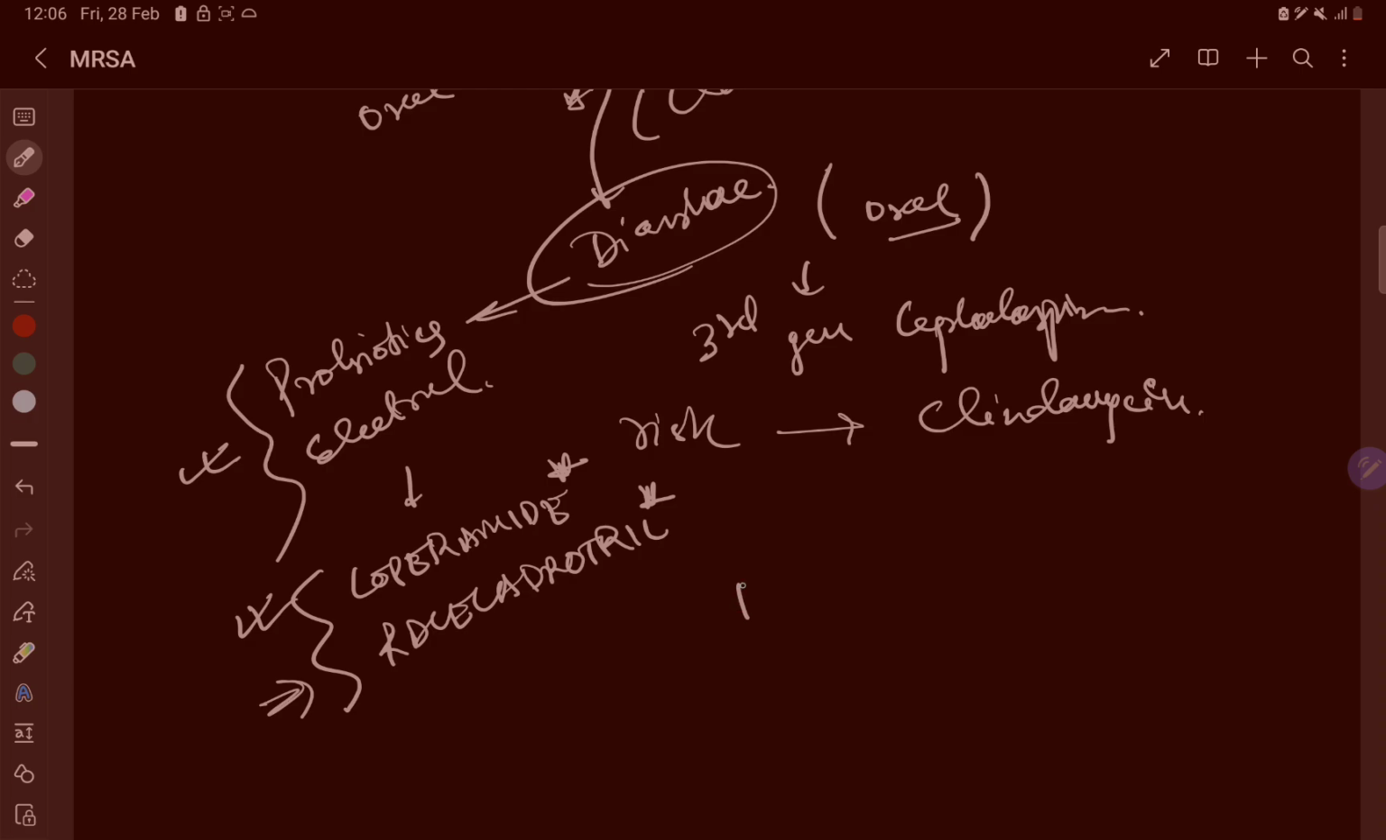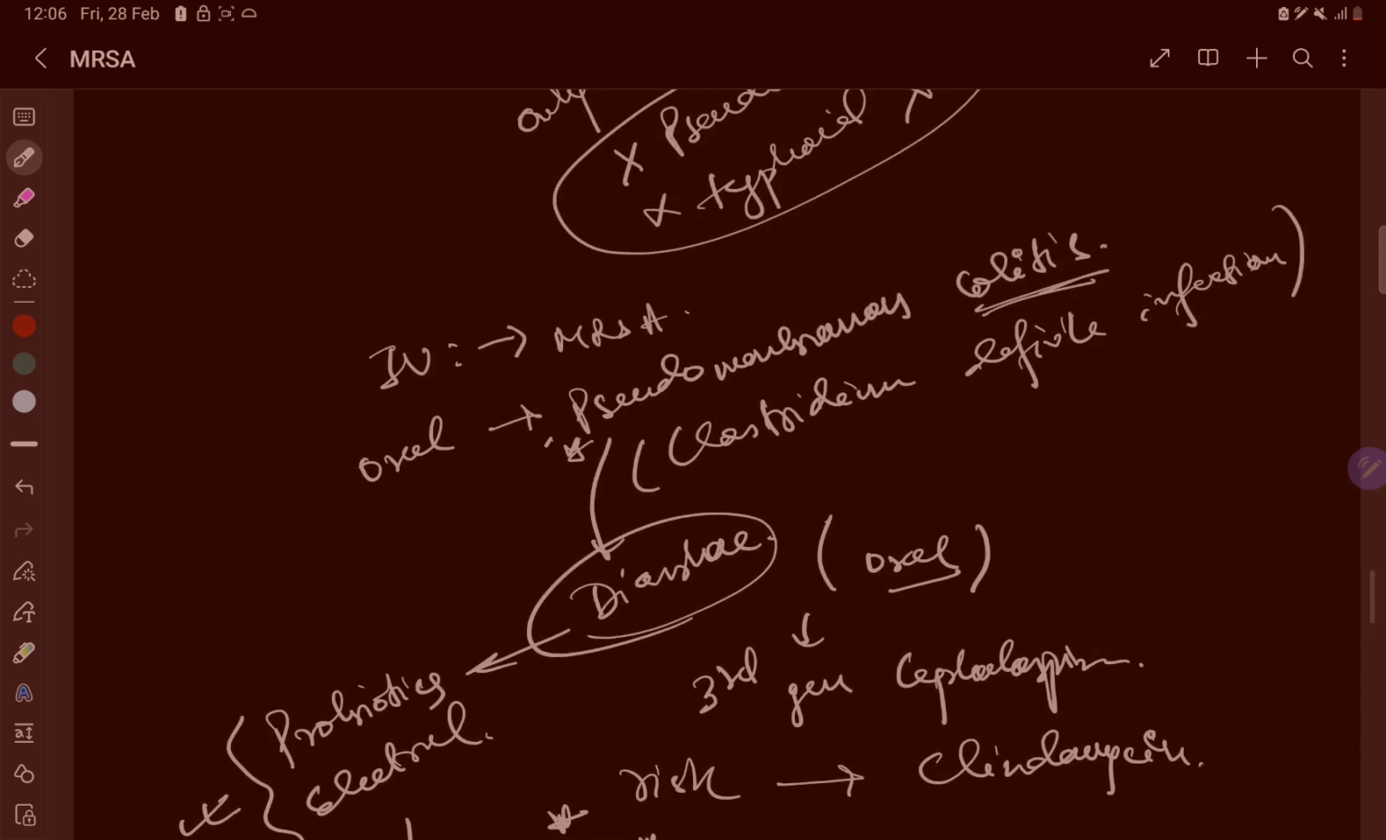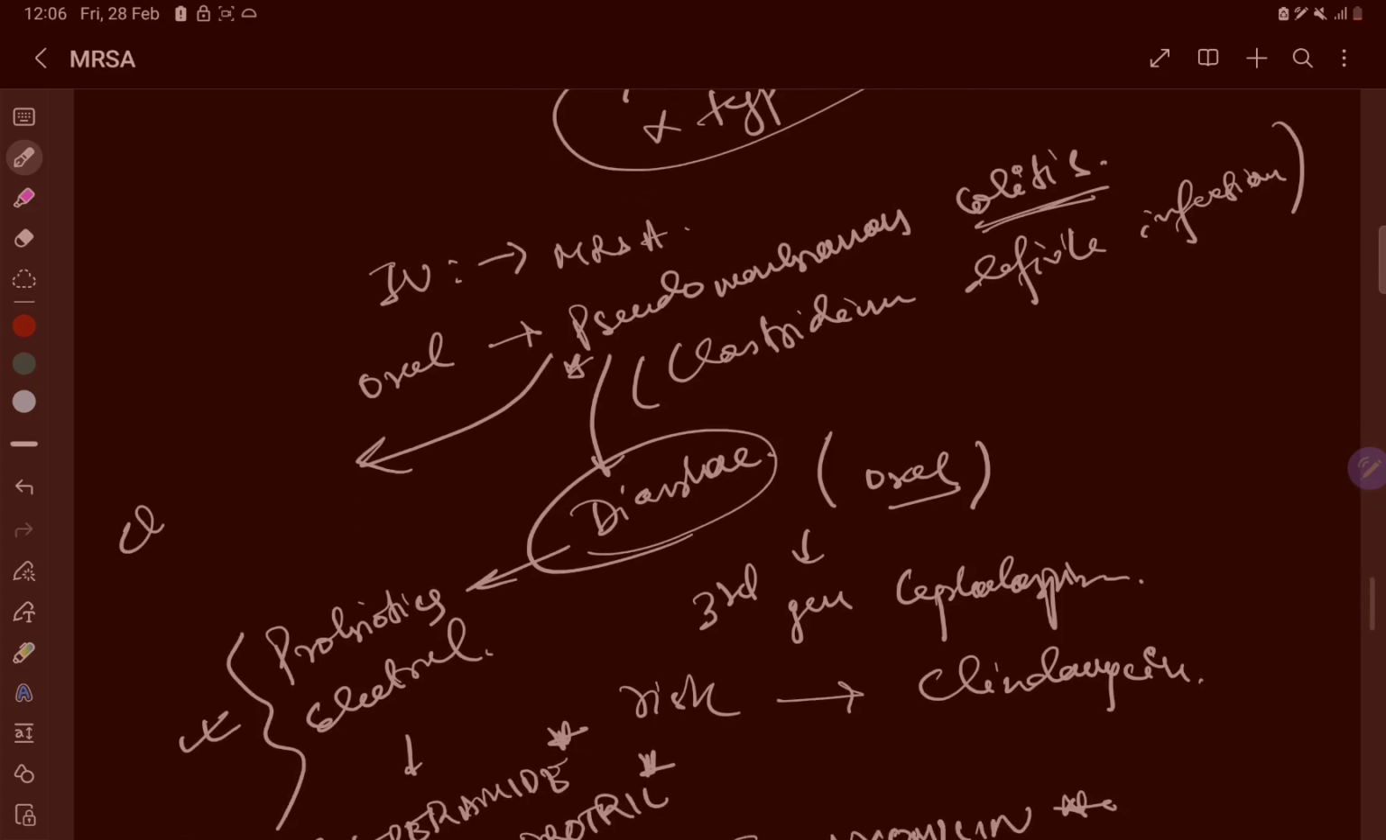There is a new drug for pseudomembranous colitis, fidaxomicin, okay. And one more thing, for pseudomembranous colitis you can go for children.